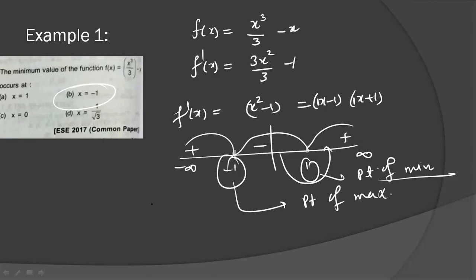Point of maximum is x equal to minus 1 and you are searching for the minimum value. Minimum is occurring at x equal to 1. Sorry, x equal to 1 is the correct answer. Minimum is occurring at x equal to 1 here.